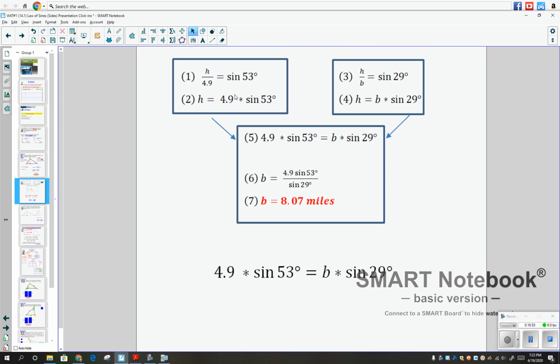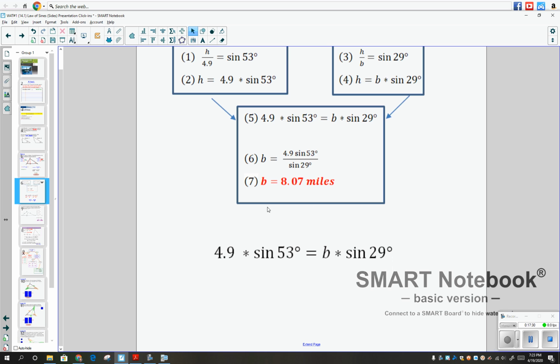So if I look at what I did here, this was some work. Notice the triangle on the left, I did sine of 53 equals h over 4.9. I solved for h, correct? Well, let's just say on the triangle on the right, instead of putting it in, sine of 29 equals opposite h over b. Well, if I solve that for h, notice I have two equations here that both equal h, which means if they both equal the same height, aren't they equal to each other? Yeah. And I can solve for b by dividing by sine of 29. That gives me my answer of 8.07.